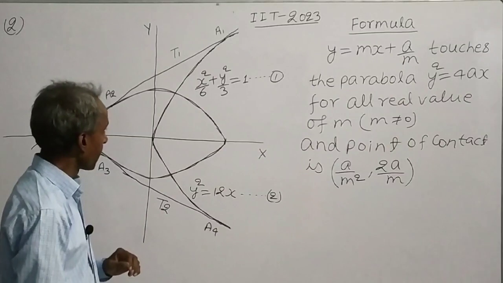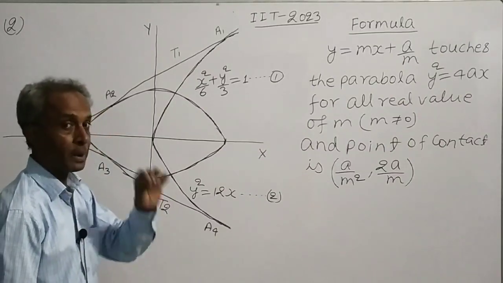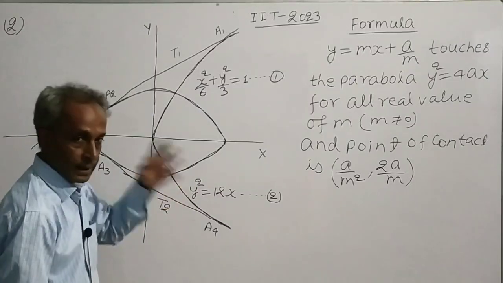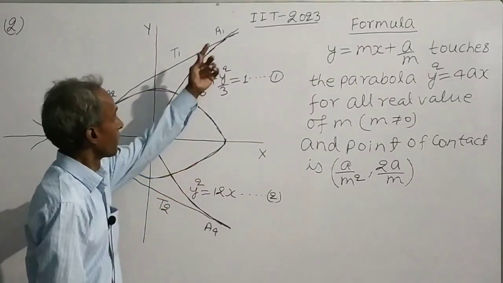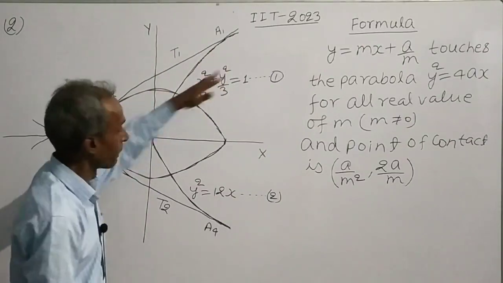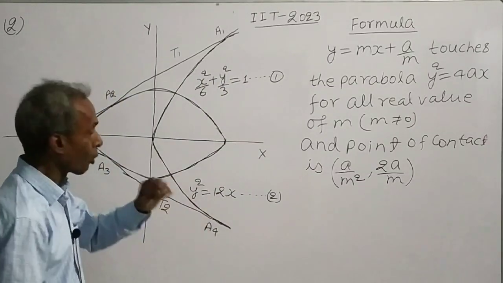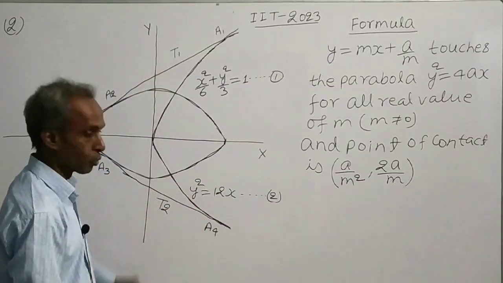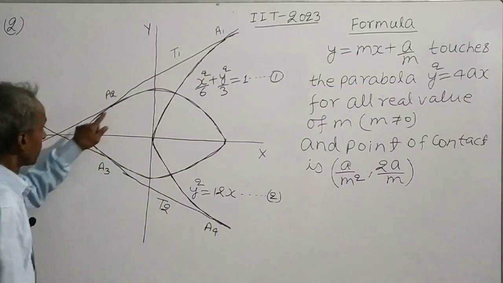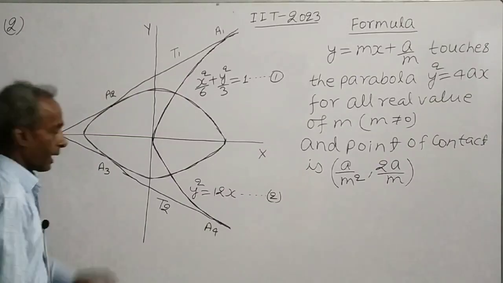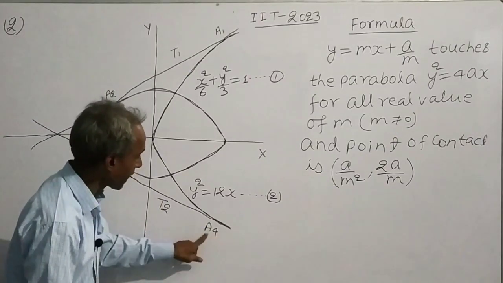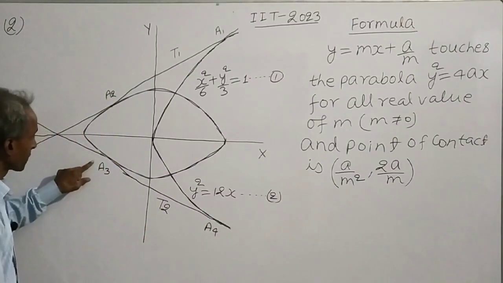Now it is said that there are two common tangents. Common tangent means a straight line that touches this parabola and this ellipse both. There are two common tangents, T1 and T2. T1 touches the parabola at A1 and the ellipse at A2, and tangent T2 touches the parabola at A4 and the ellipse at A3.